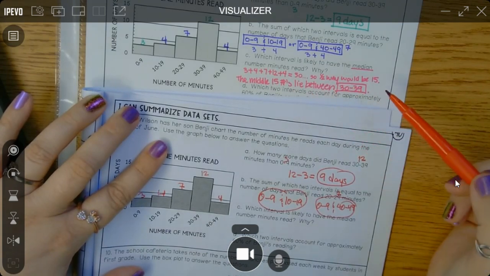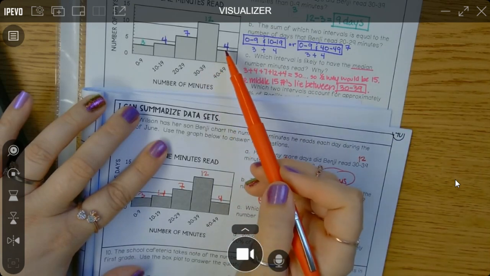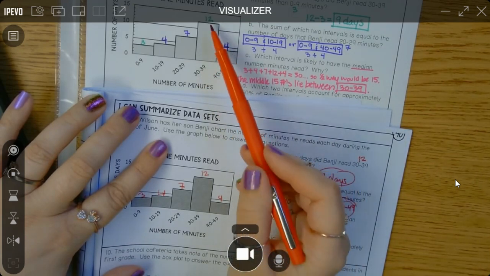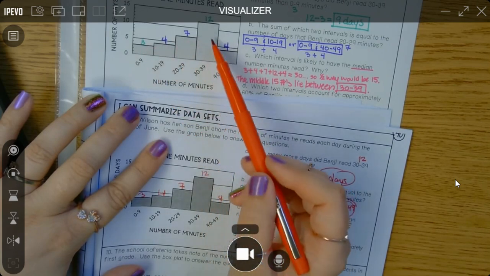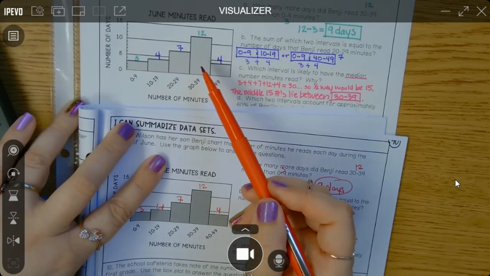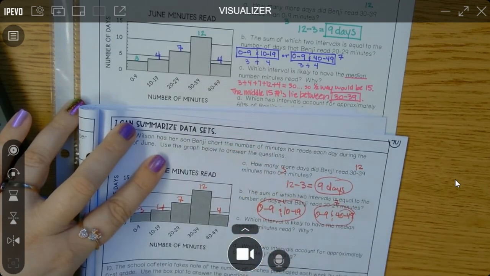So halfway between 30 is 15. And so if you trace it back, here's 16, right? 4 and 12 make 16. So 15 into the data would be here. And adding this way, the 15th number would also fall in this range. So it's somewhere in that interval of 30 to 39.